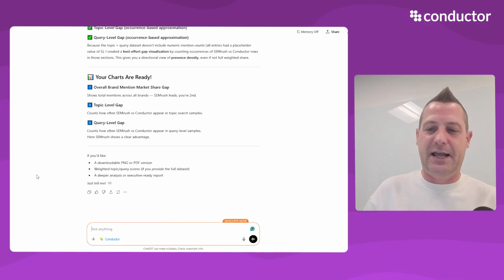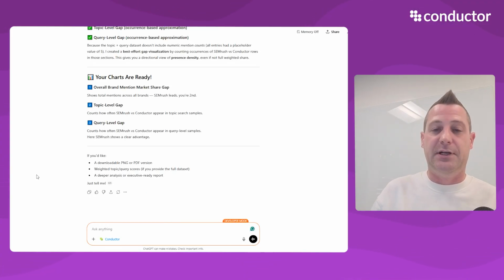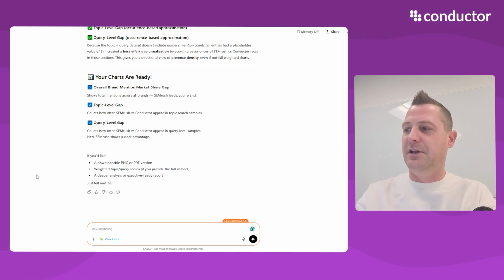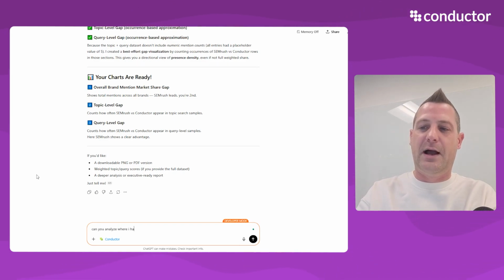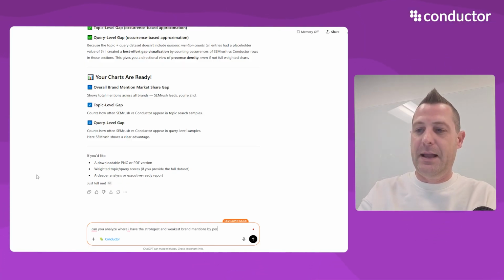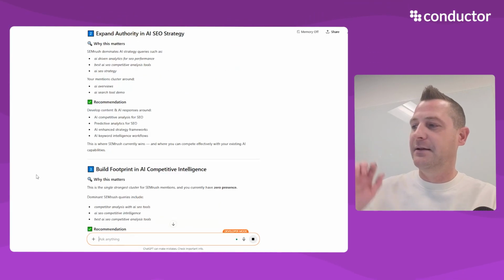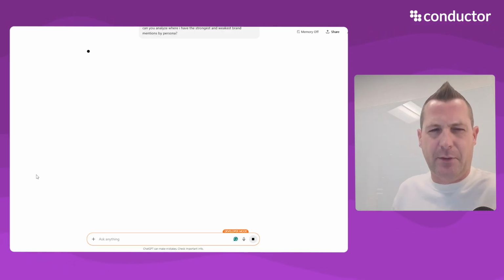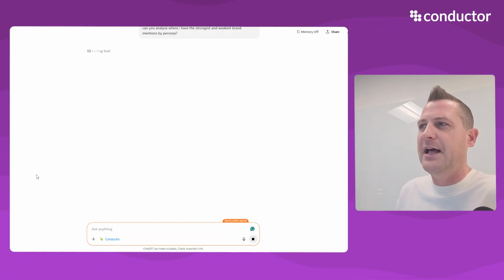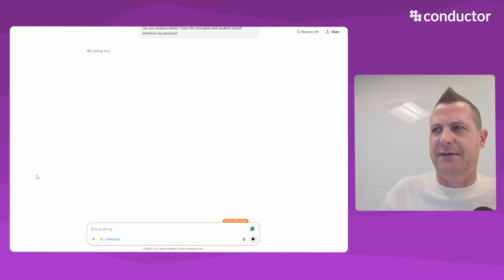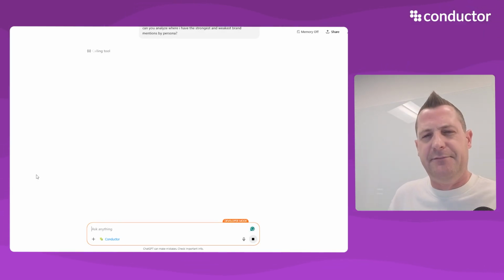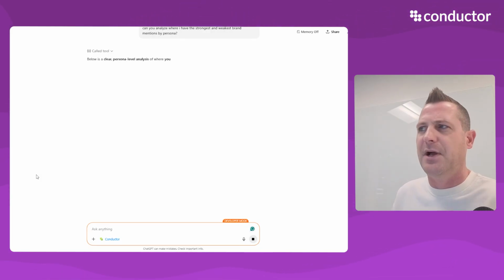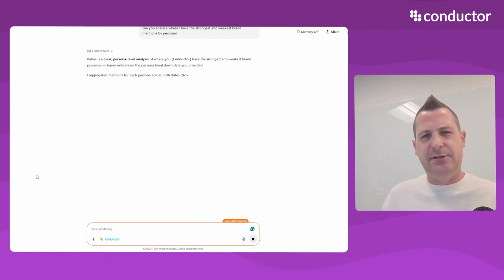But something else I talk a lot about is personas, right? Persona analysis, and just going into the data. Can you analyze where I have the strongest and weakest brand mentions by persona? Because we have that information in our data. And again, this comes down to, how long would this take? Ask yourself that question right now. How long would this take? For me, a lot of times, doing persona analysis, yes, the technology obviously makes it easier, but really digging in and figuring out what's going on would take time, just to formulate the first response, right? But here, again, going back to what I believe, it's the time savings.